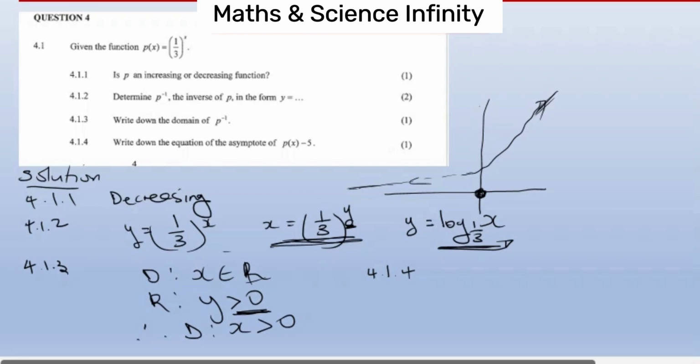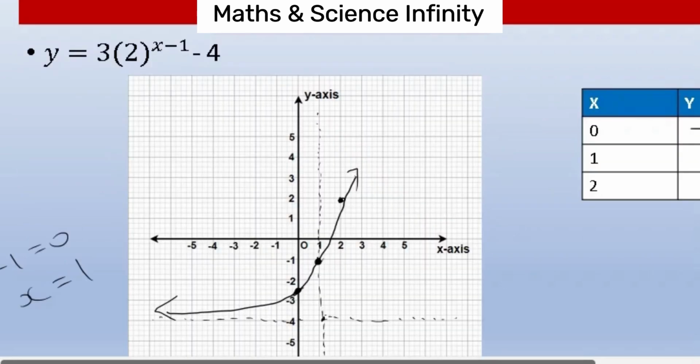Okay, sorry about that. Now we're moving to 4.1.4. 4.1.4 is saying write down the equation of the asymptote of p into x minus 5, meaning that the graph will shift along the vertical line 5 units downwards, right? Our asymptote is y equals minus 5, as I have drawn here.